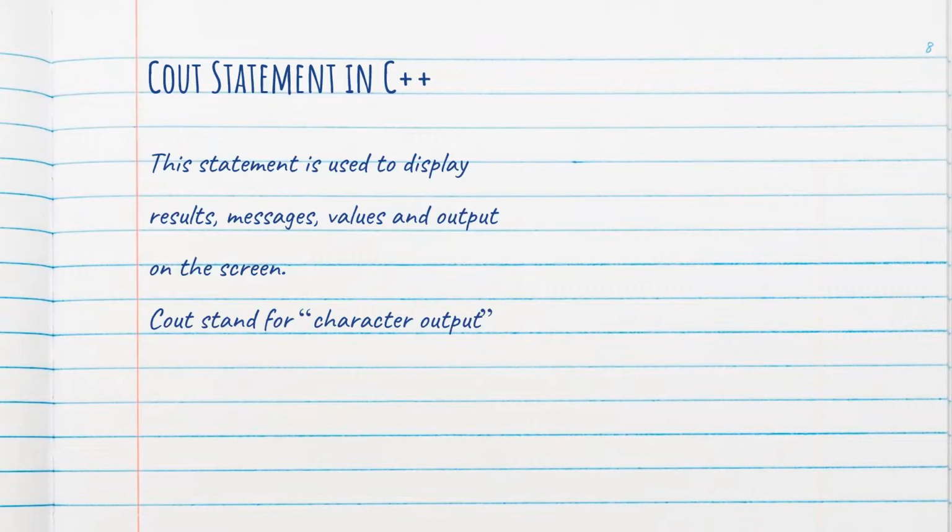Cout stands for character output, and it is used in almost all programs because in every program we have to display something on the screen. So cout will be the most common statement that you'll see in a program.